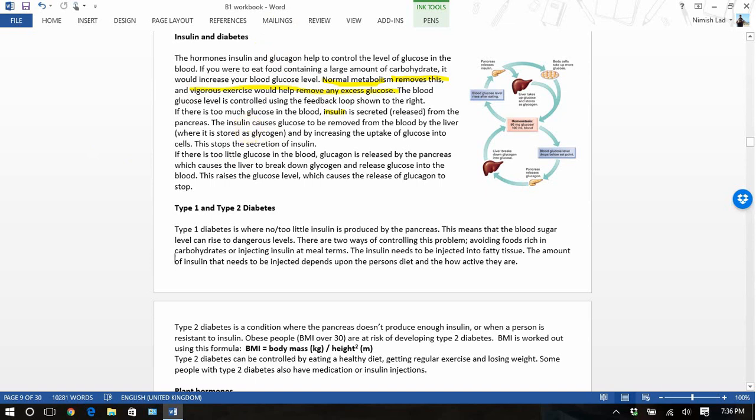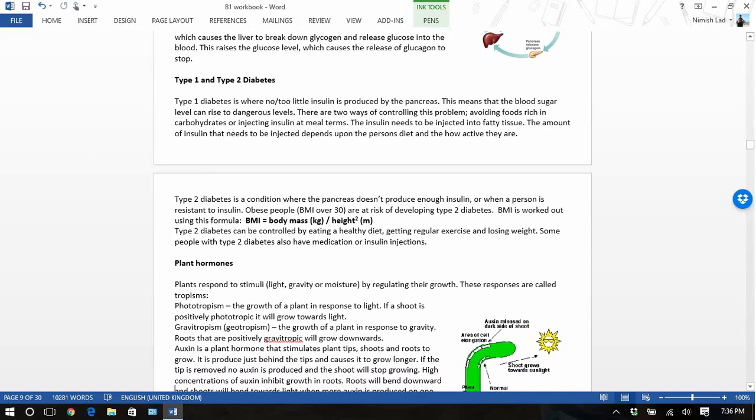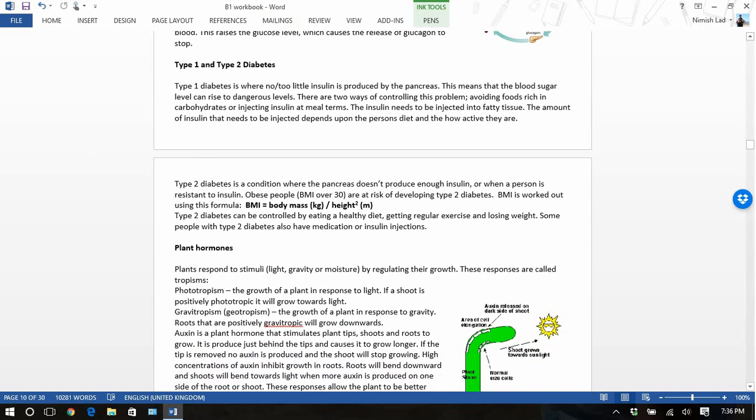So there's two types of diabetes that you need to know about. There's type 1 and type 2. Type 1 is where there's no or little insulin produced by the pancreas. This means that your blood sugar level can rise to dangerous levels. So two ways of controlling it are avoiding foods that are rich in carbohydrates or injecting insulin at meal times.